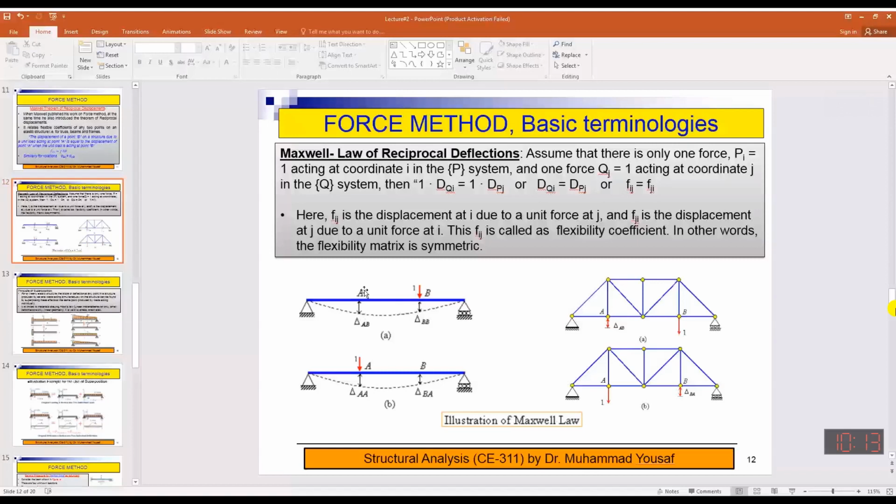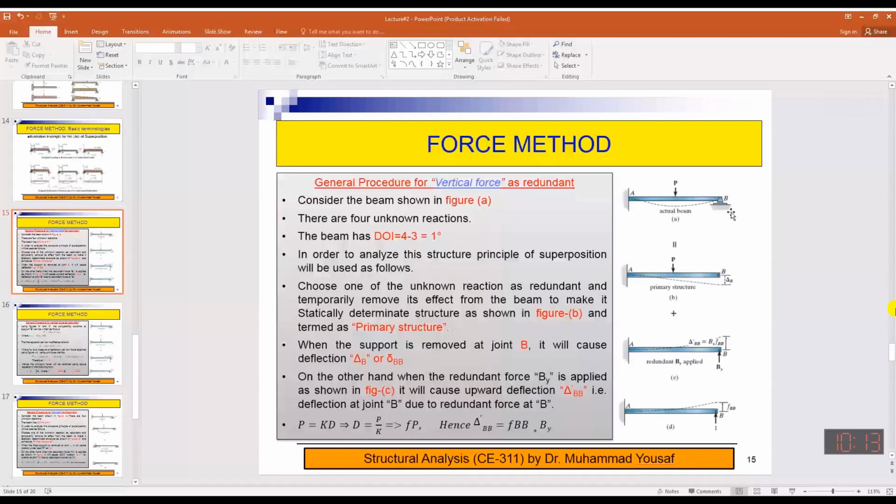Delta AB and BA will be the same, and the same is the case with this one. So these have been already described. Once again, this is just to make you very clear about the procedure. Otherwise, all these things have been explained already, just to facilitate better understanding and to give you a better view of the force method.